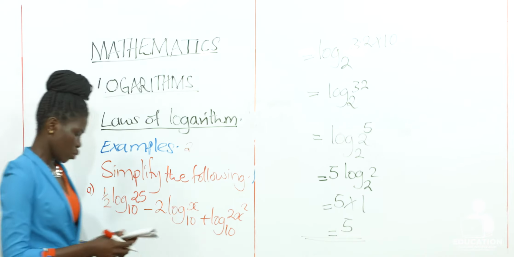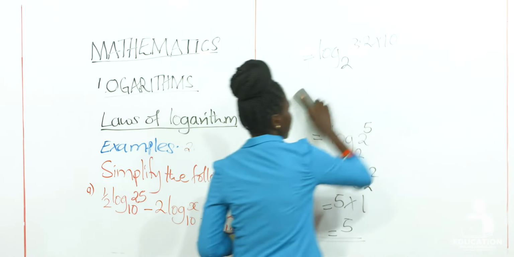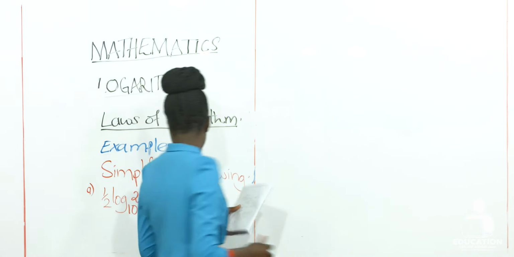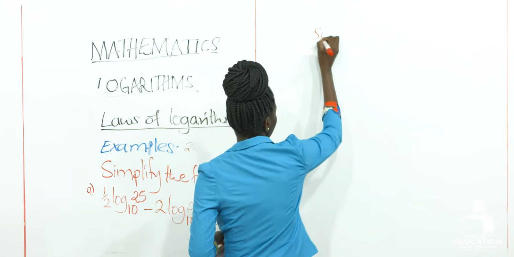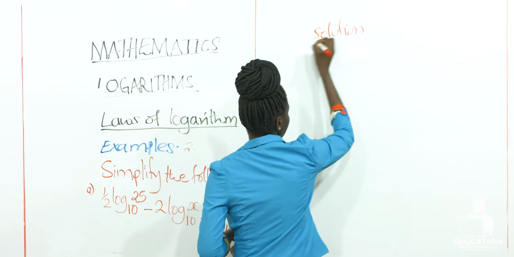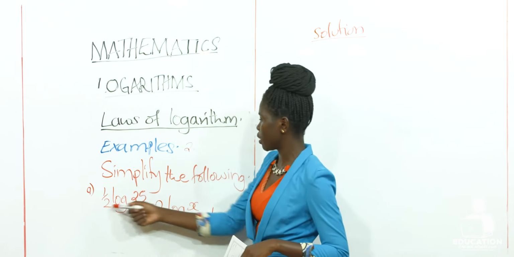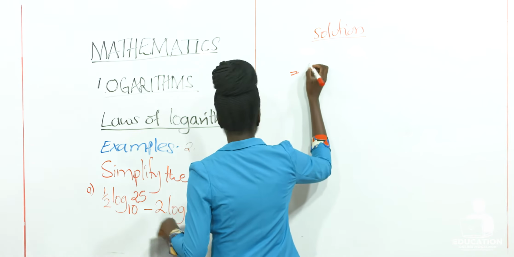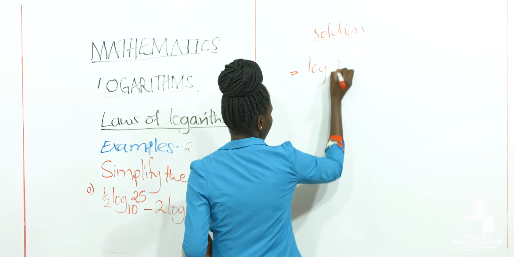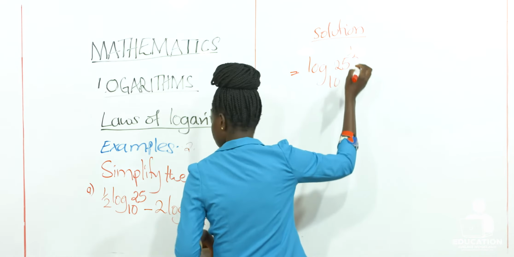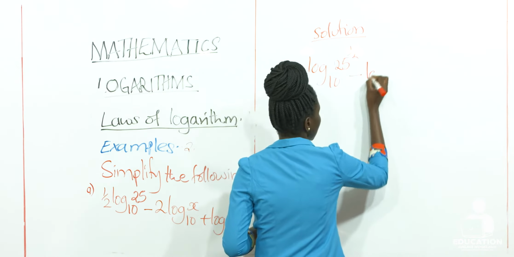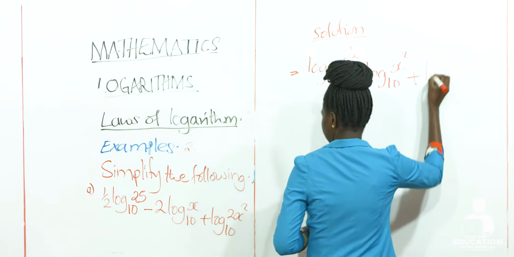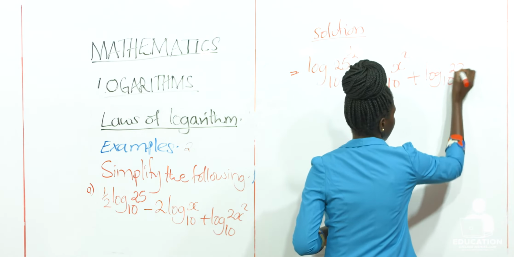So when we are working out, we should work until we get the final value of the unknown. We simplify it further into simple terms. So we have a number like this. Let's start with the solution. Here we can see that the powers of the question have already been dropped. So what we need to do is to rearrange it by writing it as log 10 25 to power half minus log 10 x to power 2 plus log 10 2x.